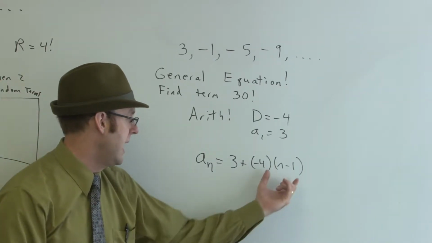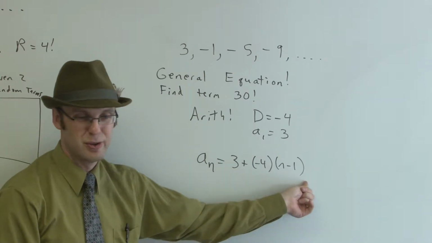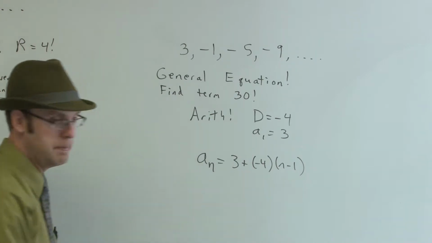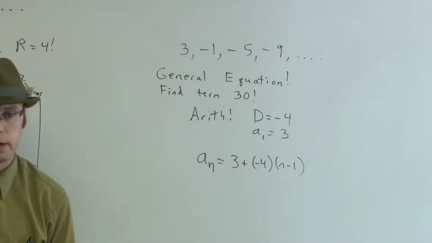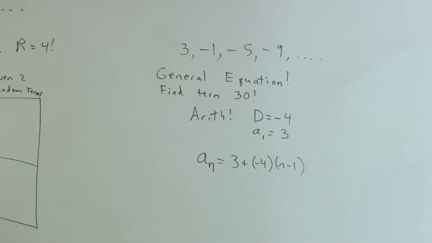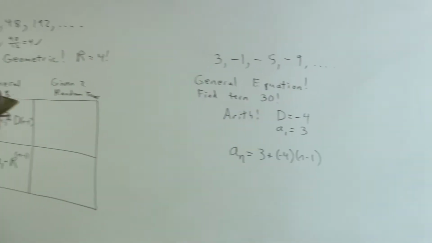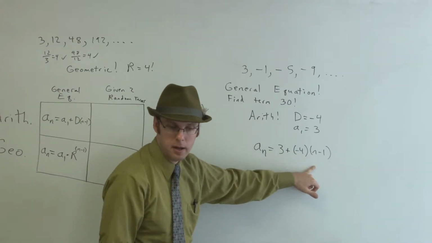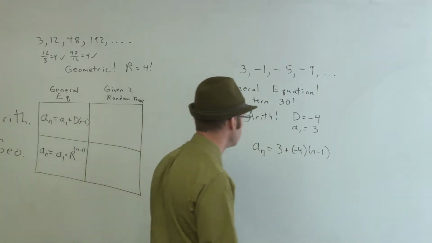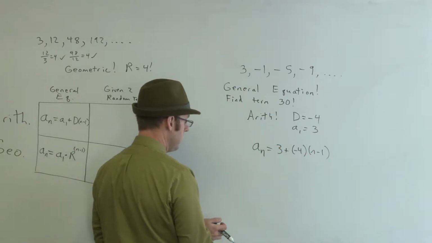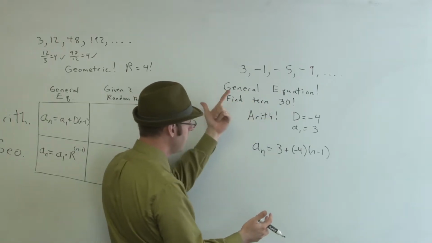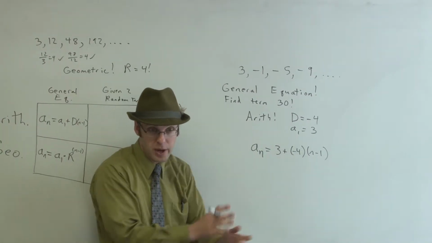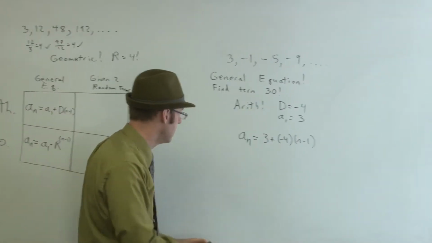There are some people who just can't stand having this n-1, who will then distribute for their own twisted psychological reasons. If you're one of those people, the angels are weeping for you, but you can do it. If you have that particular mathematical fetish, that's fine. But this is also totally acceptable. Your choice. But this is the general equation. And then from there I can figure out any term that I want, right? This is a nice explicit equation. It says an equals n stuff. So I can figure out any term I want relatively easily.